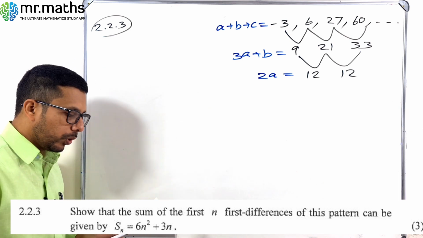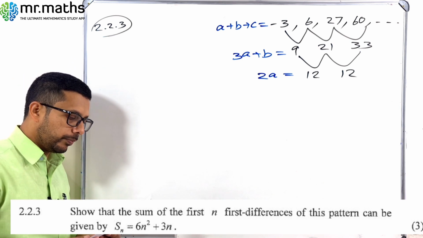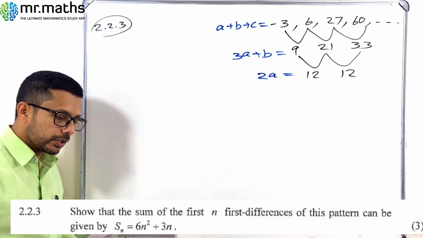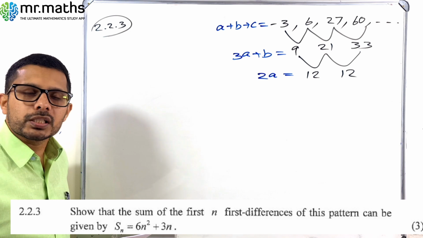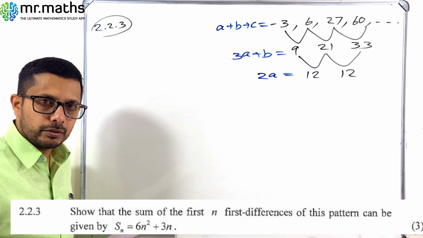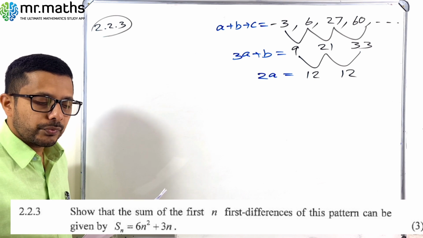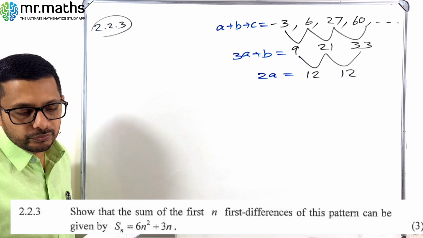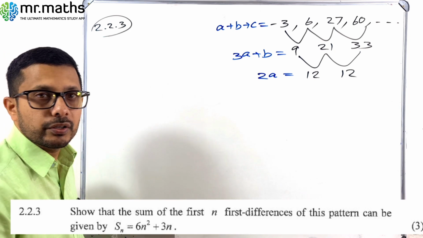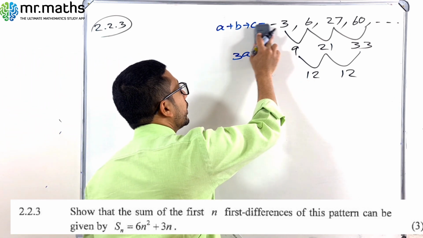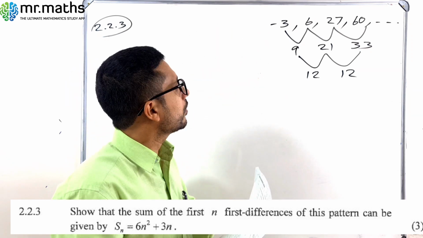Show that the sum of the first difference of this pattern can be given by Sn is equal to 6n square plus 3n. I don't understand anything. What do you understand? Look at that question once more. Show that the sum of the first difference. Which one is the first? This is a quadratic sequence. The given one is a quadratic sequence, let me erase this one. Am I right? This one is a quadratic sequence.